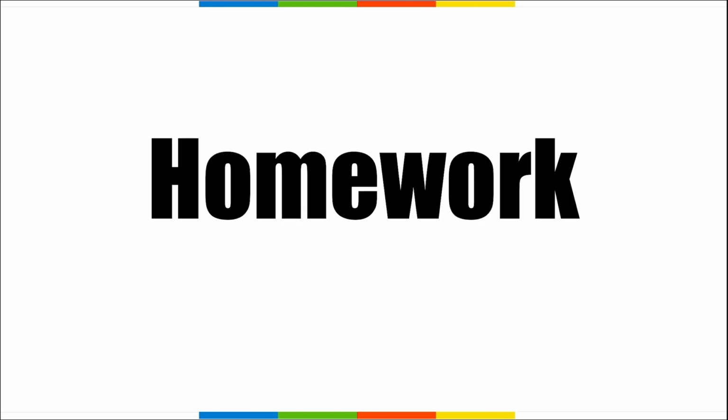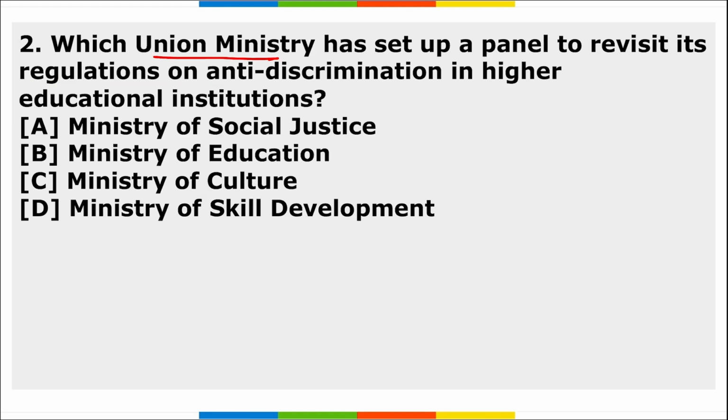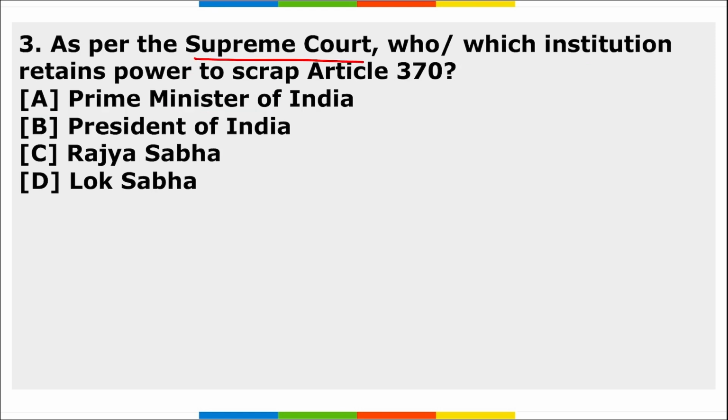Next is your homework section, friends. First, which Indian state is conducting a caste-based survey across the state? Second, which union ministry has set up a panel to revisit its regulations on anti-discrimination in higher educational institutions? Third, as per the Supreme Court, which institution retains power to scrap Article 370? So these are your three homework questions, friends.